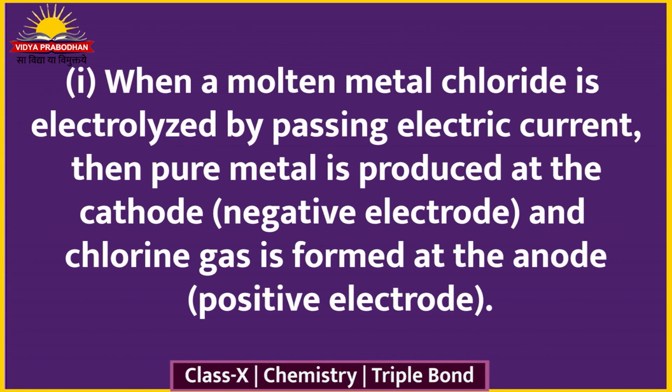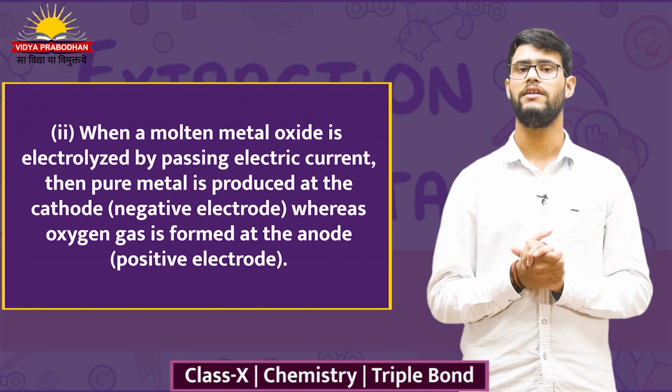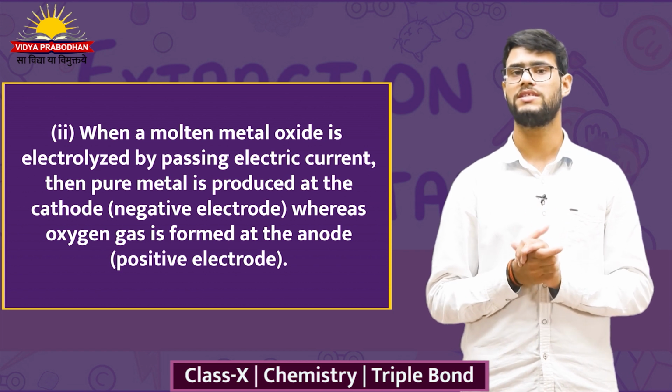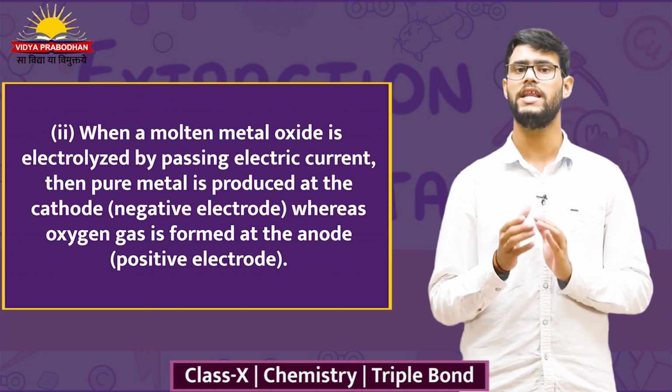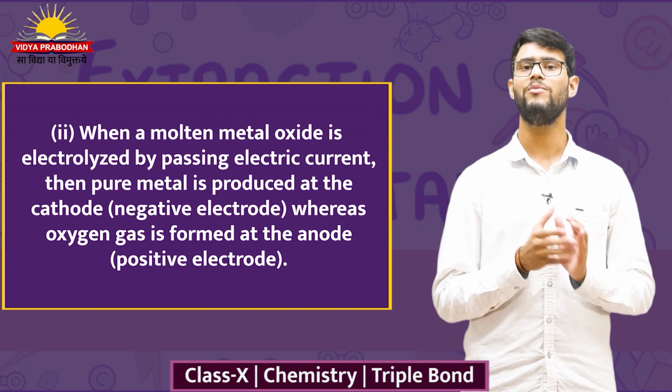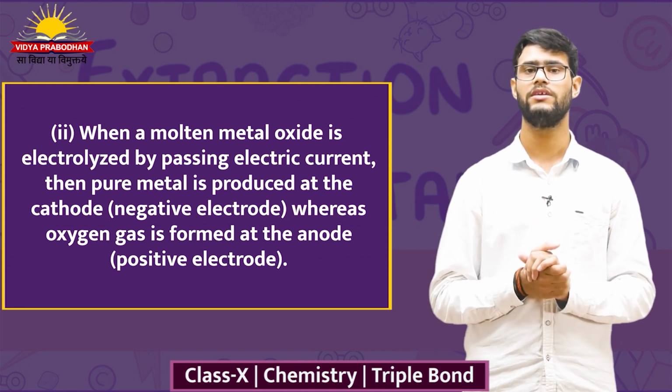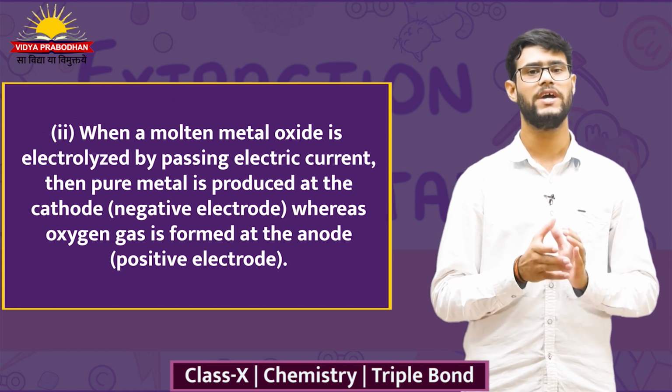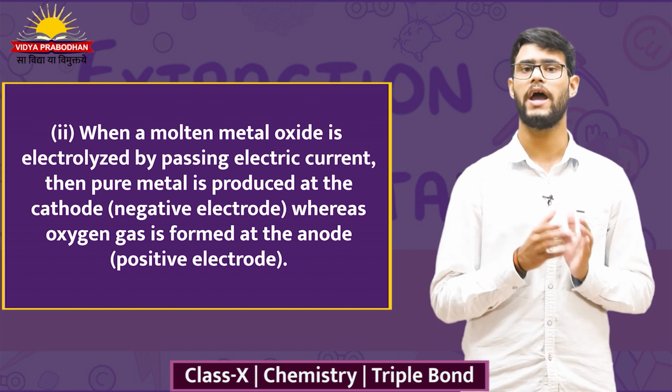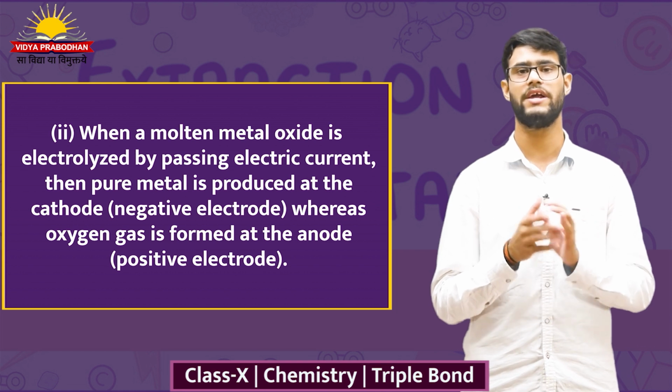First, when a molten metal chloride is electrolyzed by passing electric current, then pure metal is produced at the cathode, that is the negative electrode, and chlorine gas is formed at the anode, that is the positive electrode. Second, when a molten metal oxide is electrolyzed by passing electric current, then pure metal is produced at the cathode, that is the negative electrode, whereas oxygen gas is formed at the anode, that is the positive electrode.